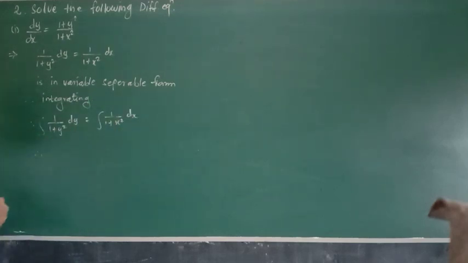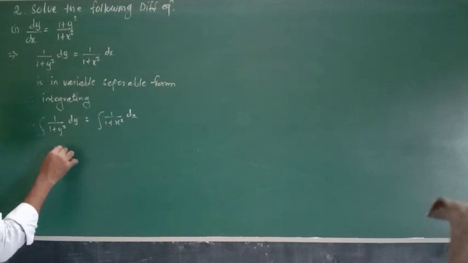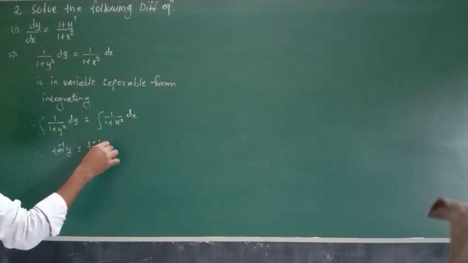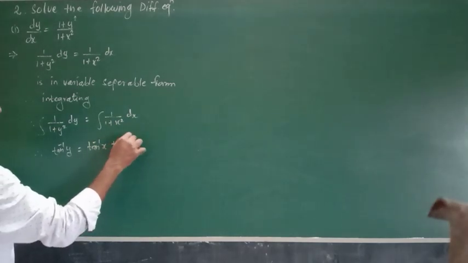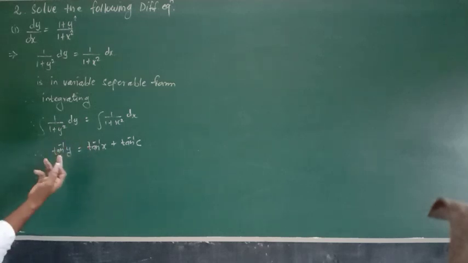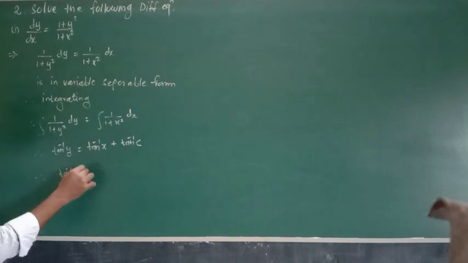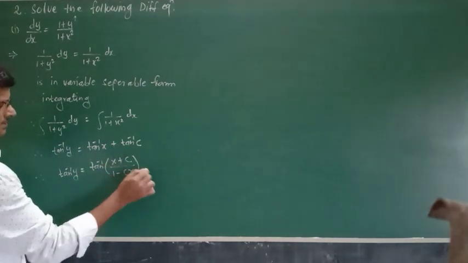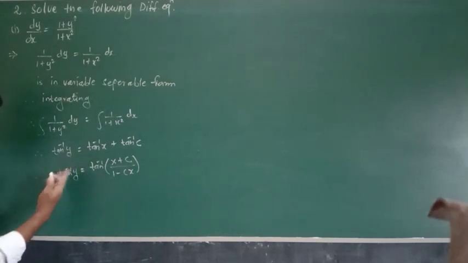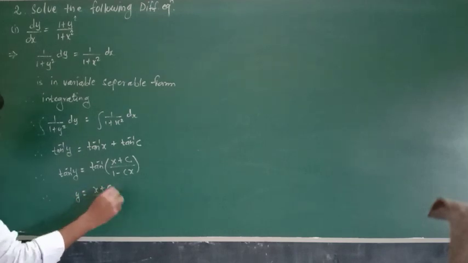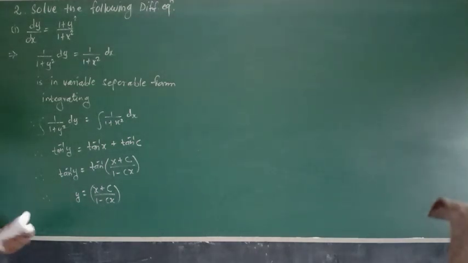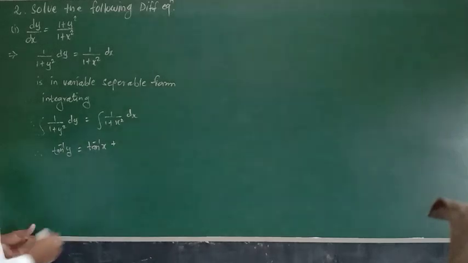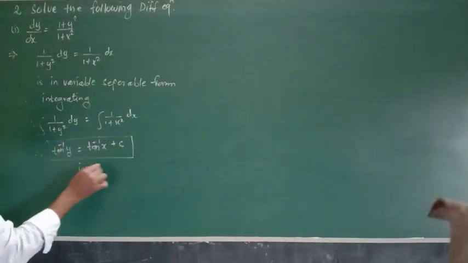So what is the solution of this integral? tan inverse y is equal to tan inverse x plus an arbitrary constant, which I have also taken as tan inverse of c. So from this, tan inverse y is equal to tan inverse of (x plus c) upon (1 minus cx). Taking tan on both sides, y is equal to (x plus c) upon (1 minus cx). This is the general solution. Or simply, we need not evaluate or find the expression by taking the arbitrary constant as tan inverse; just keep it as it is, with arbitrary constant c, as the general solution.